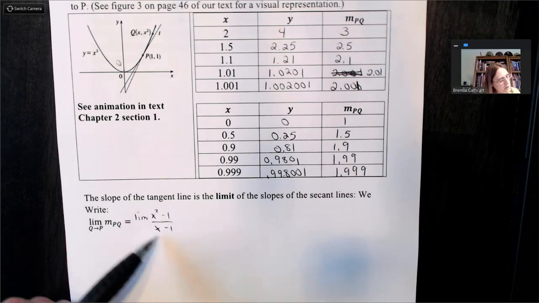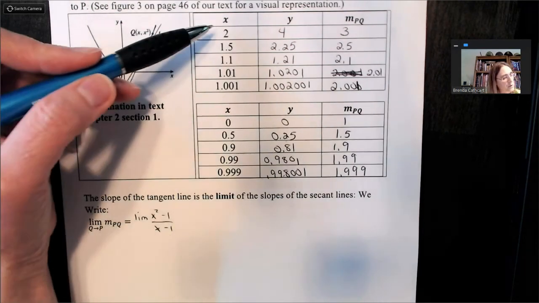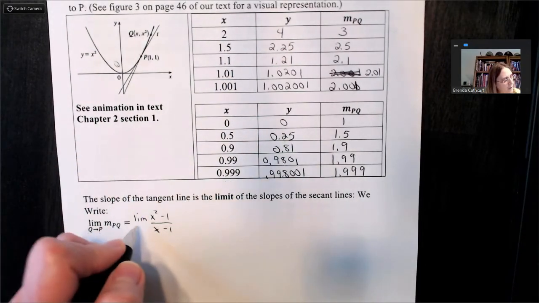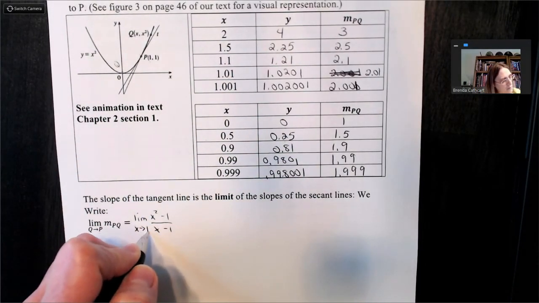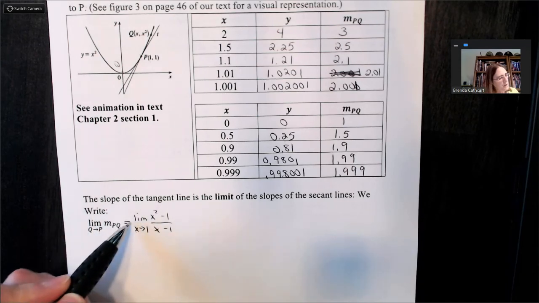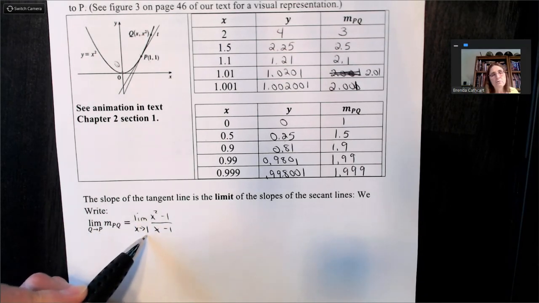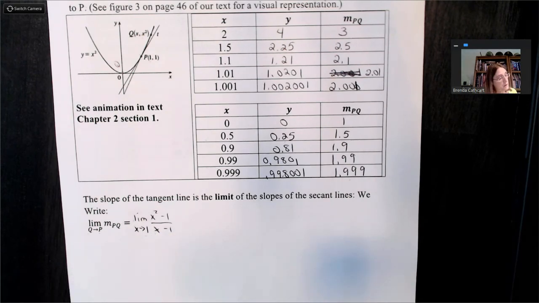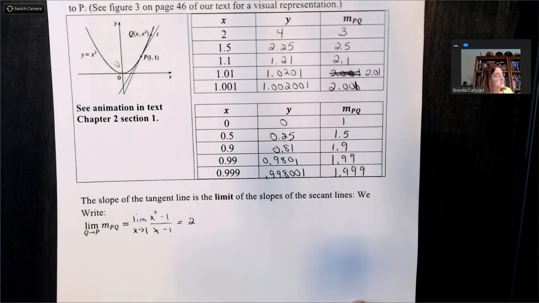And since this is in terms of x, the x coordinates that I chose to calculate my slopes were all getting closer and closer to 1. So we write the limit as x approaches 1 of x squared minus 1 divided by x minus 1, and we found that that value came out to be approximately 2. We'll actually find that it is exactly 2 as we learn how to do this using more exact methods.